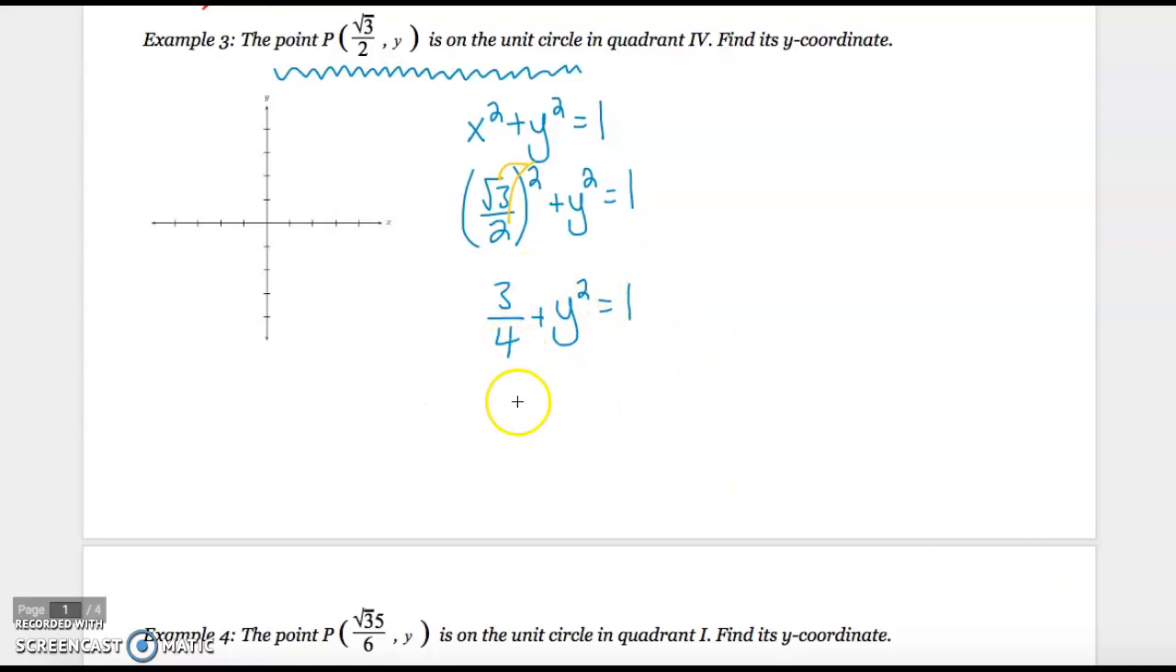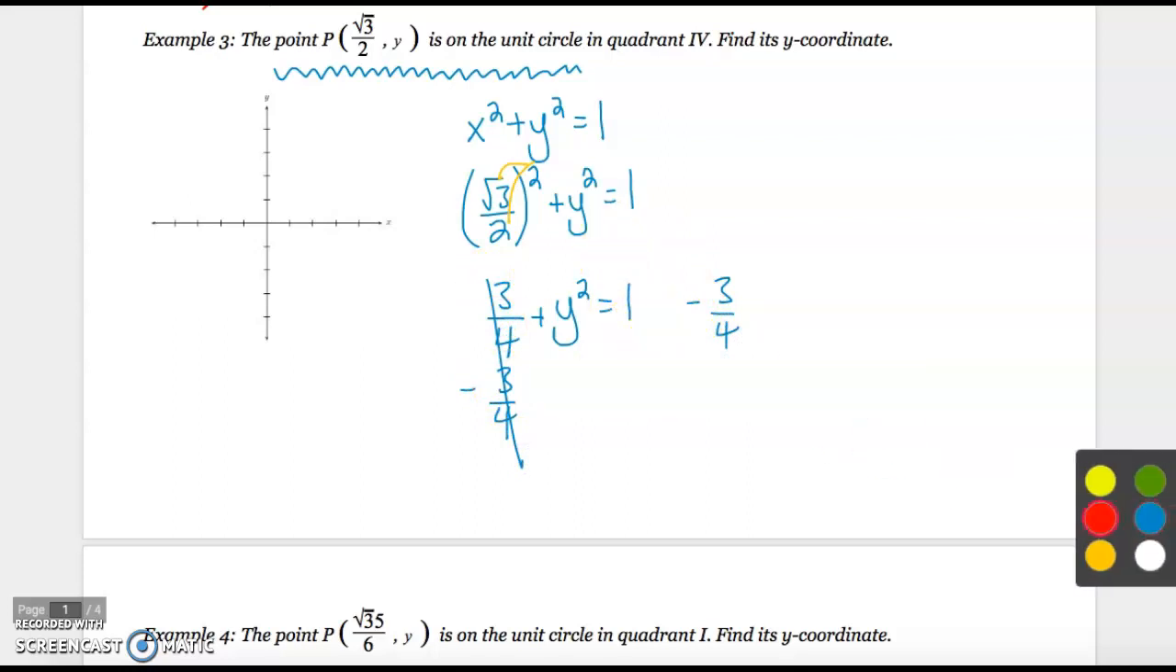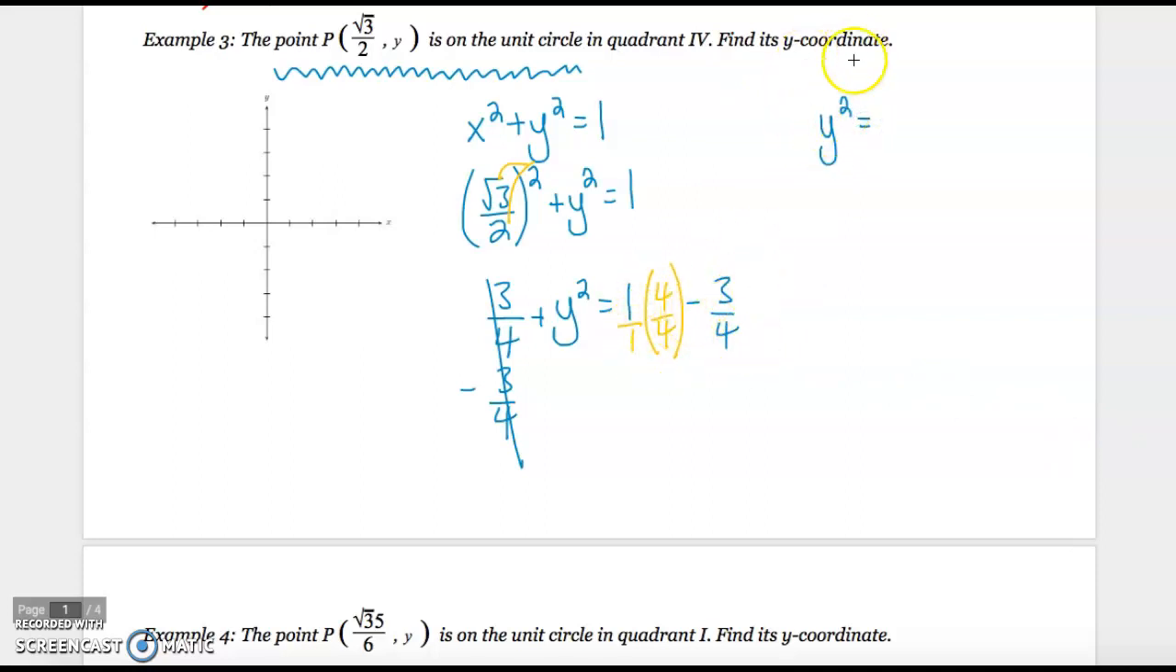I'm going to subtract 3/4 from both sides. When I do that on the right-hand side, in order to do 1 minus 3/4, I need to get common denominators. This is secretly a 1 over 1 right now, and I need it to become over 4, so I'm going to multiply it by 4 over 4. So then really, I have the problem y squared equals 4/4 minus 3/4, which is 1/4.